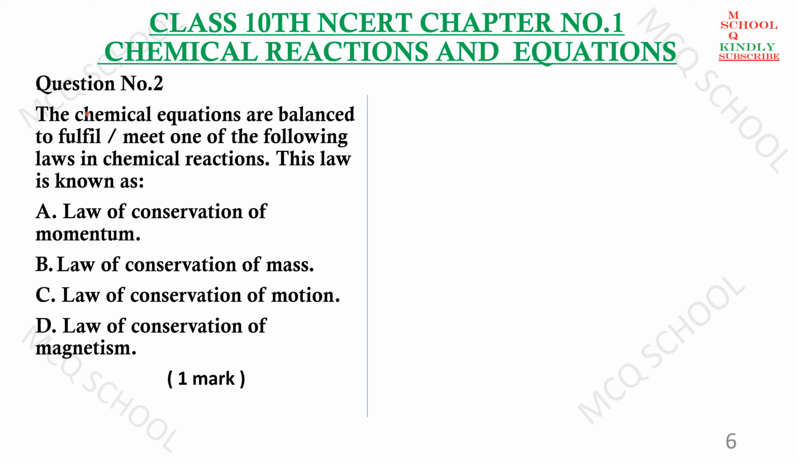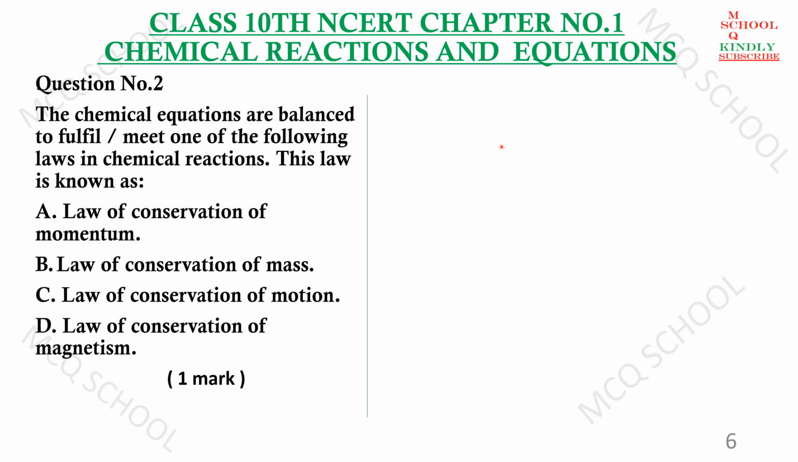Let us start question number 2. The chemical equations are balanced to meet one of the following laws in chemical reactions. This law is known as A. Law of conservation of momentum, B. Law of conservation of mass, C. Law of conservation of motion, D. Law of conservation of magnetism. So what is the answer as per you?